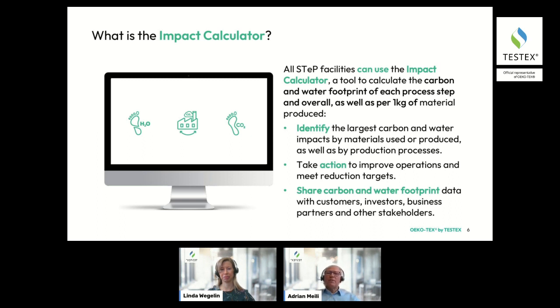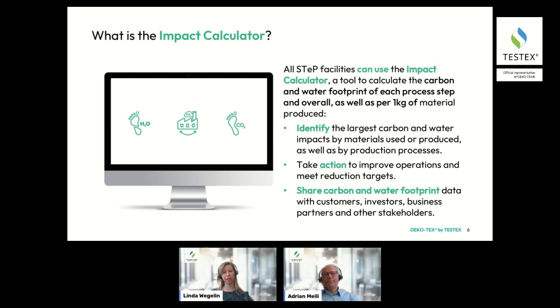And the impact calculator is based on information given, which we come to on the next slide. It refers not only to the whole facility, but also to the processes used or applied in the company, as well as the outcome of 1 kilogram of material. I mean, the impact of the carbon and water footprint per 1 kilogram of material produced. So that's the advantage of the impact calculator.